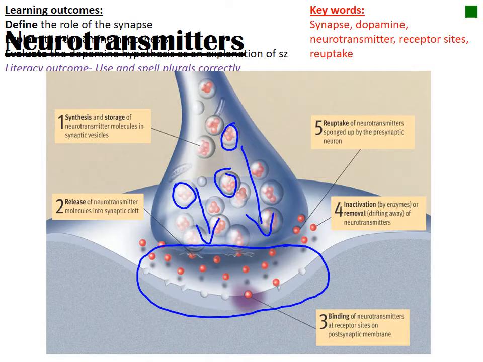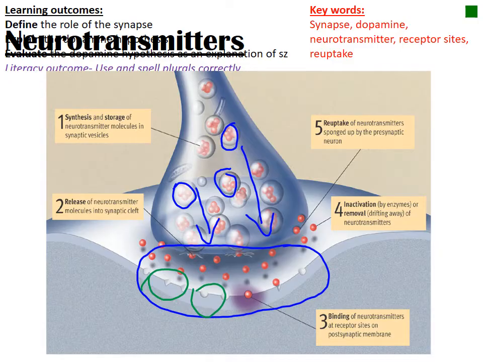For example, if this was dopamine, you will see down here, these would be dopamine receptors. Now, it's interesting to remember that you can only bind a neurotransmitter on a receptor site that fits, but say you had a dopamine neurotransmitter across the synaptic cleft, then it would sit on a dopamine receptor, and it would therefore mean that it's absorbed by the postsynaptic cell.